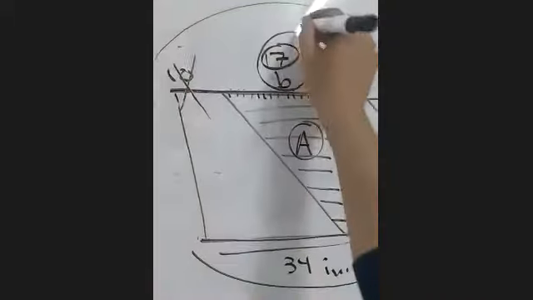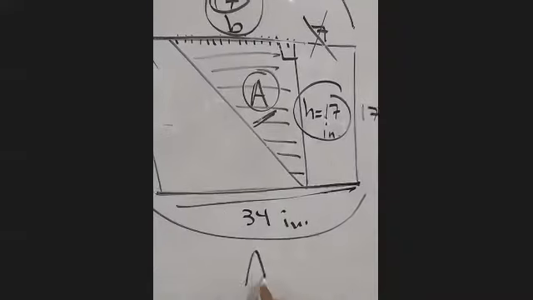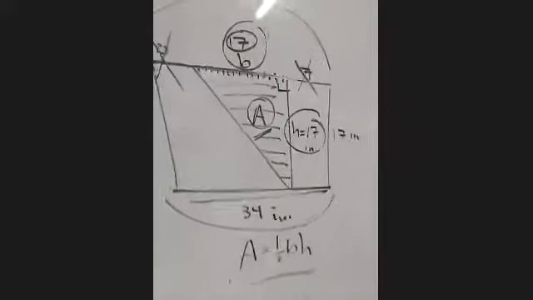Yeah. So I have the base, I have the height. Can I find the area now? Yeah. By using the formula, A equals half b h. Got it? Yeah, I got it.